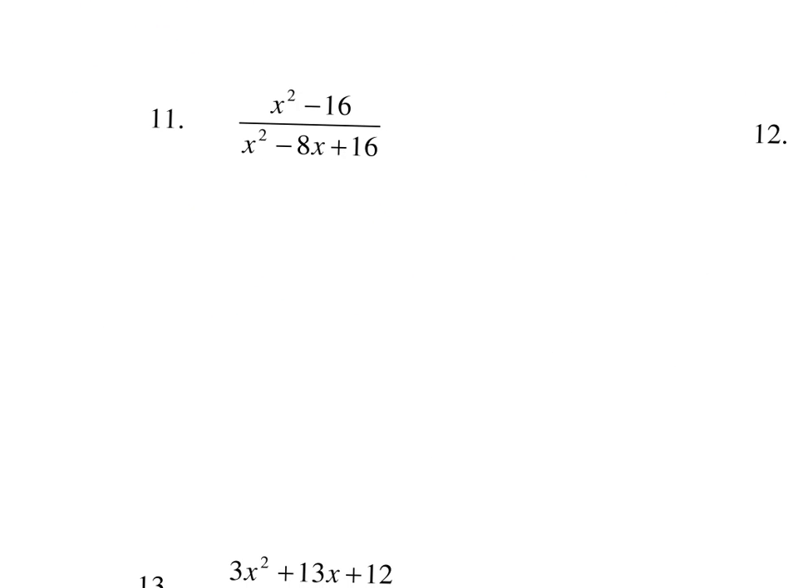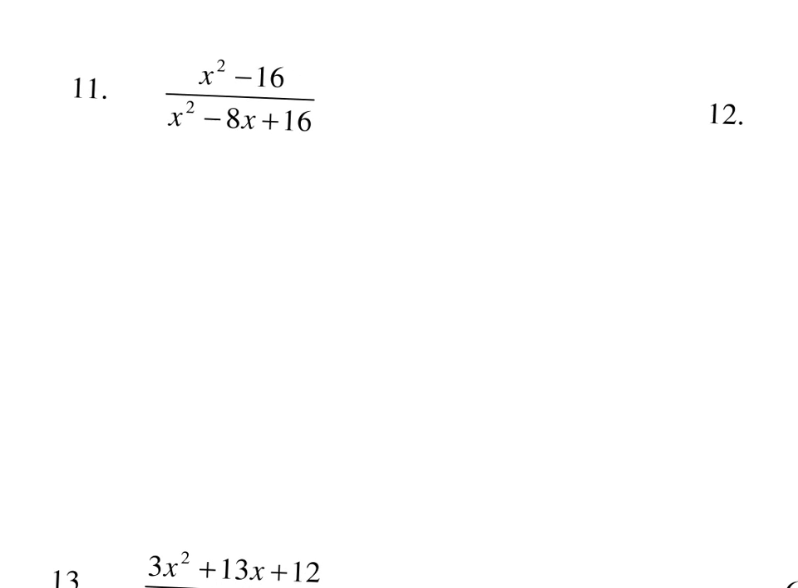On number 11, the denominator is another standard trinomial. So let's start with that one. We're going to have x times x. We've got a negative and a negative. So factors of 16 that add to make 8 will be 4 and 4.